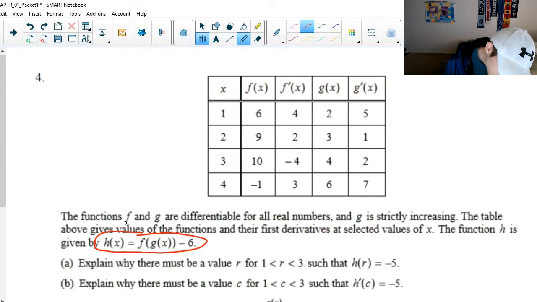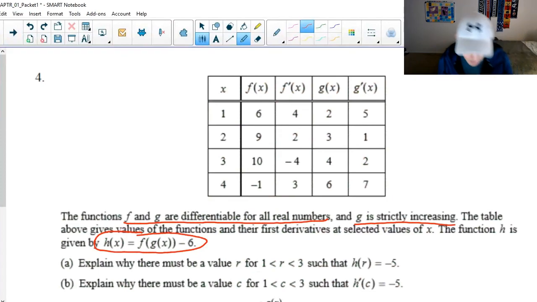So just f and g differentiable for all real numbers. That seems useful. G is strictly increasing. So let's take a look. Part A. Explain why there must be a value r between 1 and 3 such that h of r is -5. Aha.